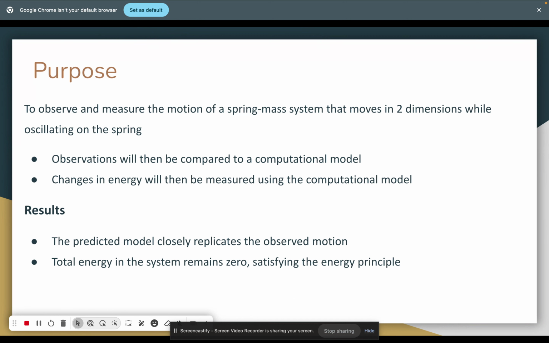The purpose of this lab was to observe and measure the motion of a spring mass system that moves in 2 dimensions while oscillating on a spring. The observations will be compared to a computational model, and the changes in energy will be measured using this computational model. The results of this lab showed that the predicted model in the computational model closely replicates the observed motion, and that the total energy in the system remains zero, which satisfies the energy principle.